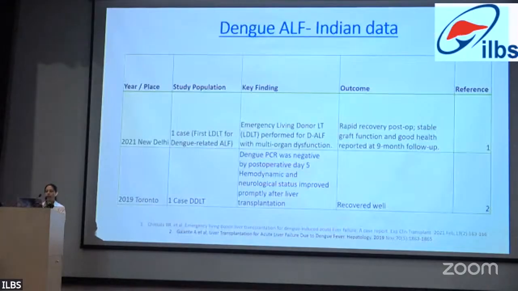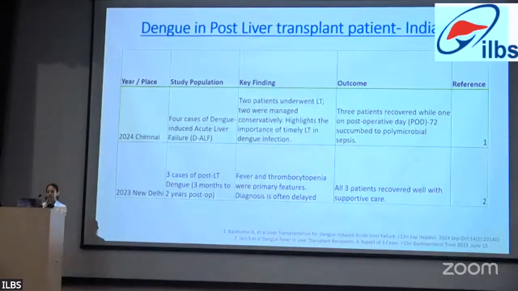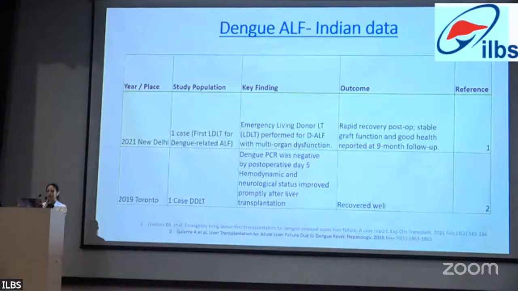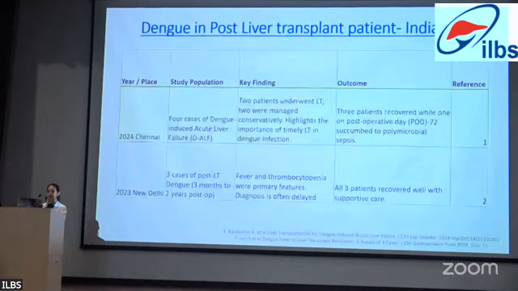Dengue-related ALF: Gallant et al. described a 42-year-old Jamaican woman who had presented with markedly elevated transaminases, coagulopathy, thrombocytopenia, metabolic acidosis, jaundice, and hepatic encephalopathy. She underwent urgent cadaveric liver transplantation within 24 hours of admission and subsequently made a full recovery. Bhargav et al. reported the first LDLT performed for dengue ALF in a 29-year-old woman with serologically confirmed dengue-related ALF and shock, who was treated successfully with an emergency LDLT.